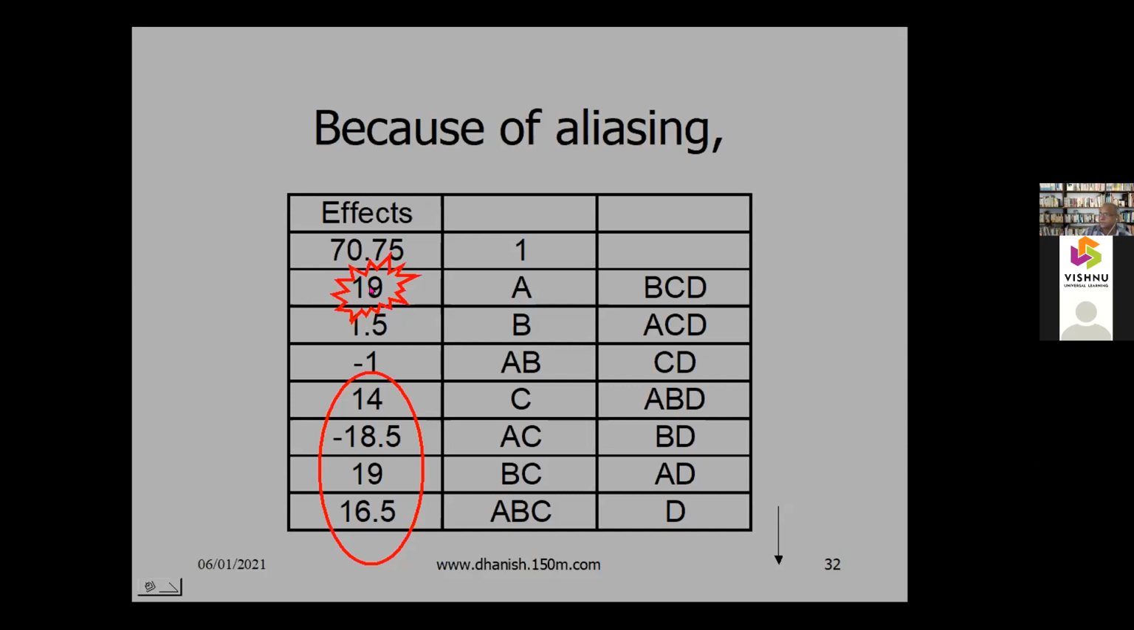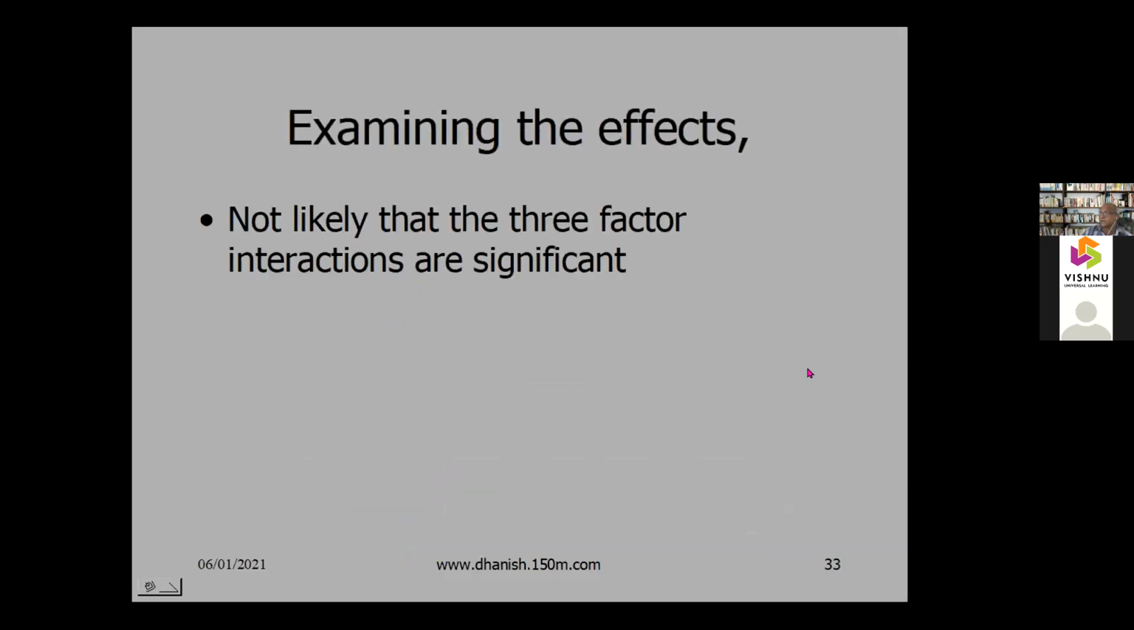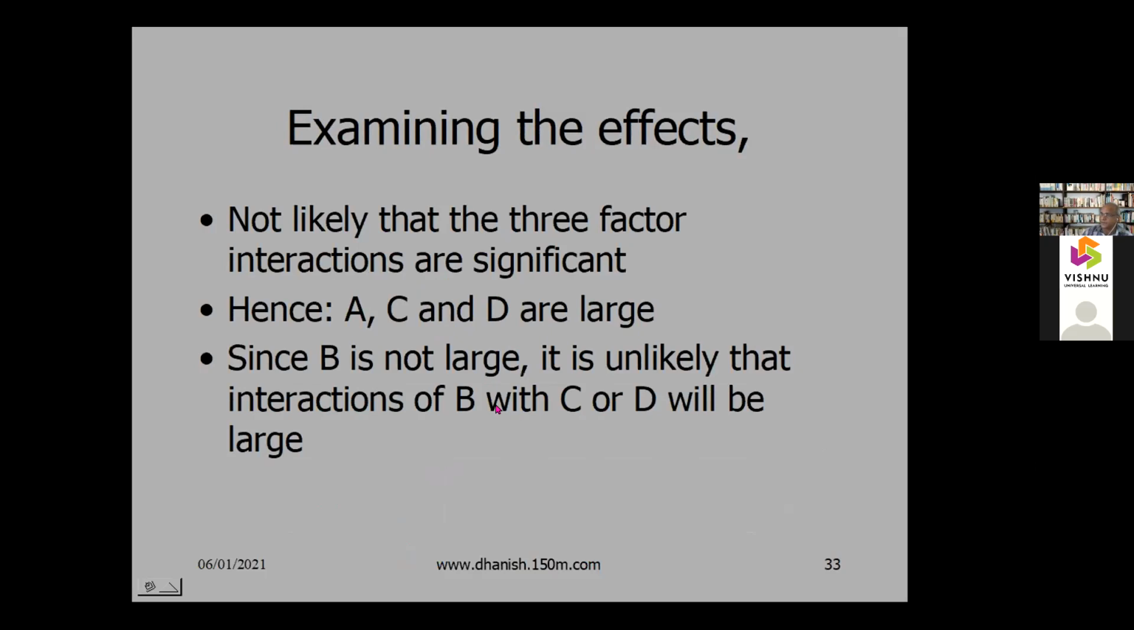So here, A is high, so A is significant. Then C significant, AC significant. Then these two we attribute to AD and D. So that is an approximate method, since it is not likely that the three-factor interactions are significant. So we assume A, C, D are large. Since B is not large, it is unlikely that interactions of B with C or D will be large. So this is again only an approximation. It can never be proved mathematically.